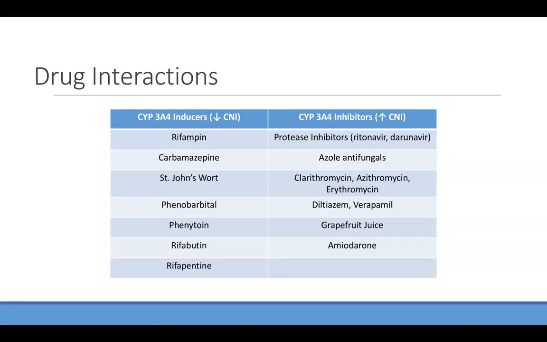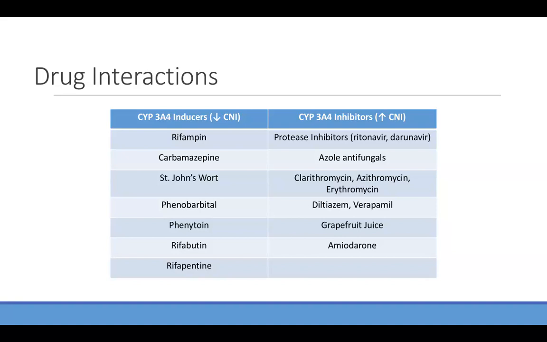In terms of drug interactions, these are the most common and the most severe drug interactions that you can have with our CNIs. So our CYP3A4 inducers, which will lower the levels of our CNIs, are rifampin, carbamazepine, St. John's wort, phenobarbital, phenytoin, rifabutin, and rifapentine. So most of these are our anticonvulsants as well as our antibiotics. So always be mindful if one of our patients would need to start one of these agents.